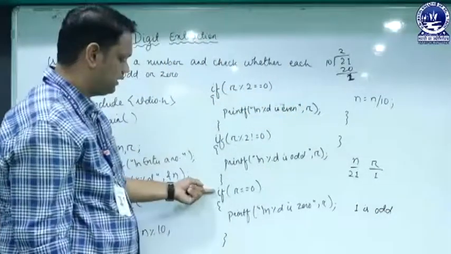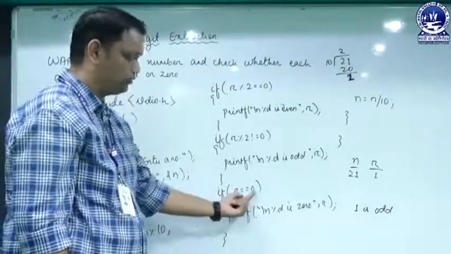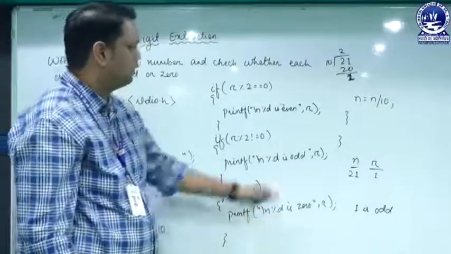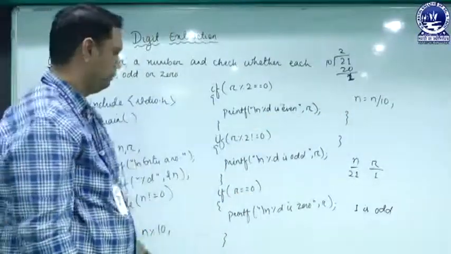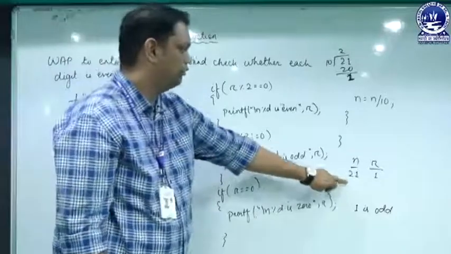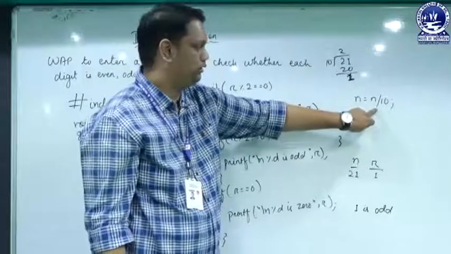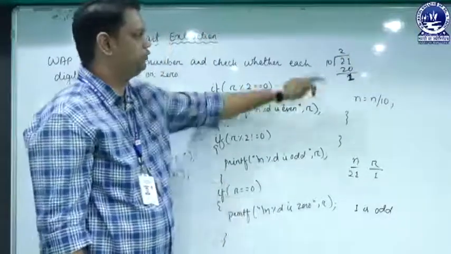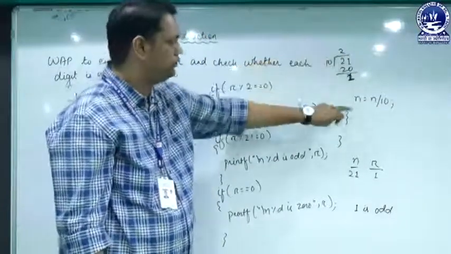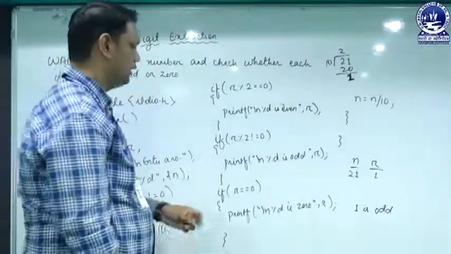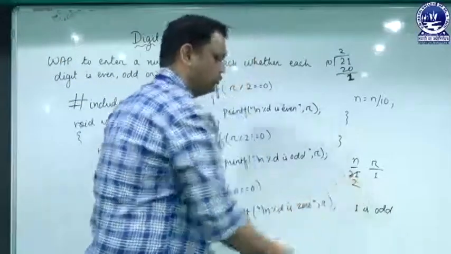Then it will come to the condition r equal to 0. No, 1 is not equal to 0. So again it will come over here. Now n equal to n by 10. So n has the value 21. So 21 will be divided by 10, and as we have used the division operator here, the quotient will be returned. That means the quotient is 2. So 2 will be stored in n. That means n will have the value 2.